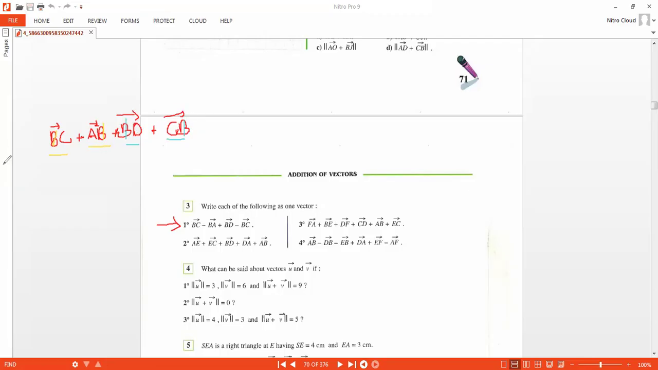The first two vectors will give me AC. Okay, pay attention. Why AC? Because I crossed out the edges. Also here we will have CD. And now I have AC and CD. I can cross the C's together, so I have one vector AD only. Okay, so that's how I solved number 3.